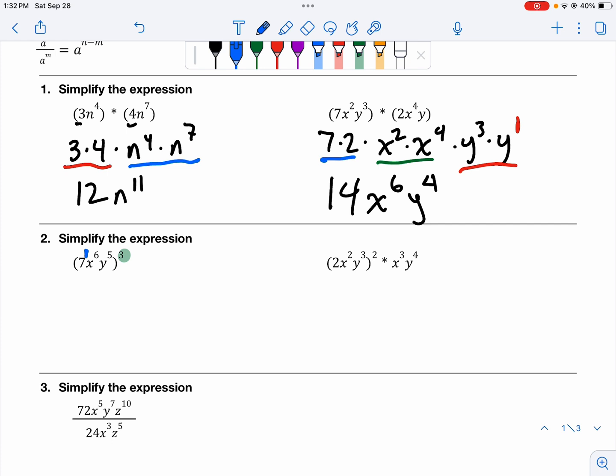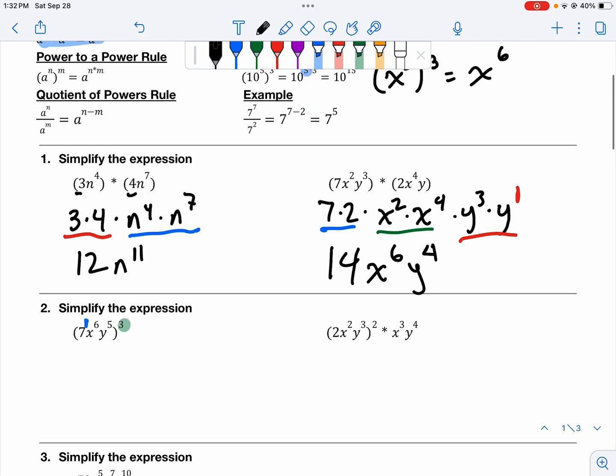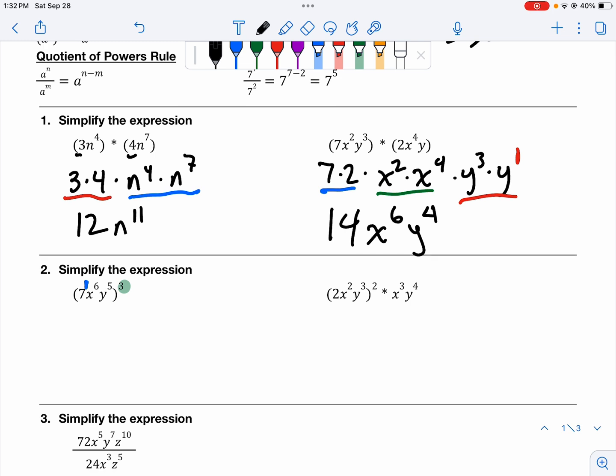So, if we remember from power to a power, when we have power to a power, we multiply. So here we're going to multiply these things. And it's the same thing if I have x squared to the 3rd. This is now x to the 6th, 2 times 3. So here I'm going to take all 3 of my exponents and multiply them by 3. So I'm going to have 7 to the 3rd, x to the 18th, y to the 15th.